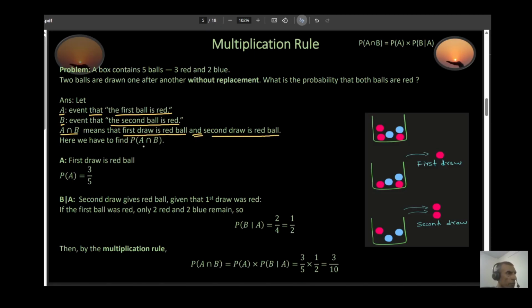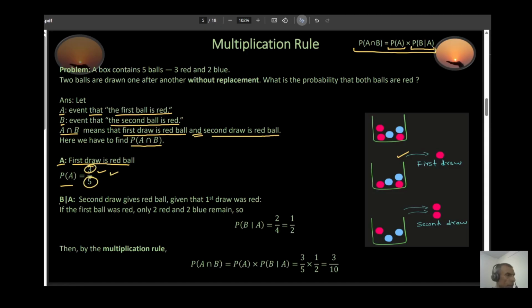In this question, we have to find the probability of A and B. So we would be using this formula right here. In order to use this formula, you need to know your P of A and you need to know the probability of B given A. Let's focus on A first, that the first draw is a red ball. What is the probability? The answer is 3 over 5 because there are 3 red balls and there are 5 balls in total.